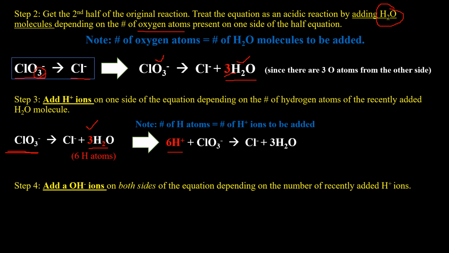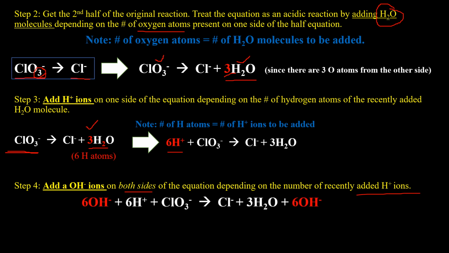Next, after adding hydrogen ions, we are now going to add OH ions on both sides of the equation depending on the number of recently added H ions. So it says in here that we need to add OH ions depending on the H ions that we previously added. Since we added 6 hydrogen ions, we automatically add 6 OH ions. Take note, on both sides. So 6 OH ions here and 6 OH ions on the product side also.